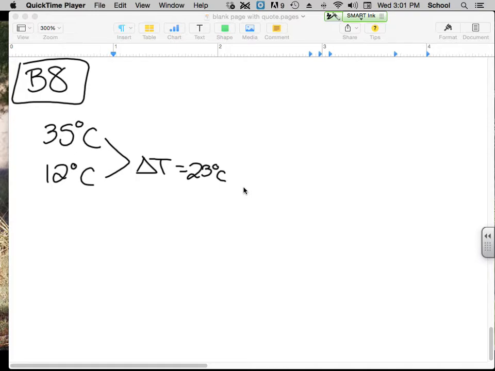Glad you guys can do that without a calculator. It's very comforting. And then I told you that 24.3 megajoules of heat are given off. So 24.3 megajoules. Joules, of course, is Q, the amount of heat given off, and mega means 10 to the 6. So we want to know how much water is given off.